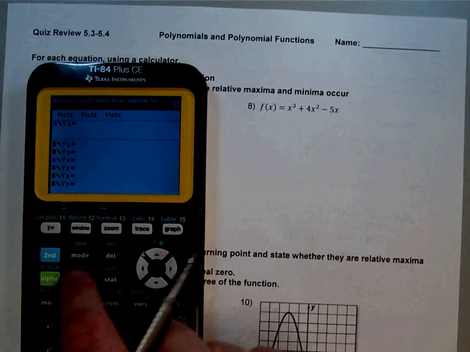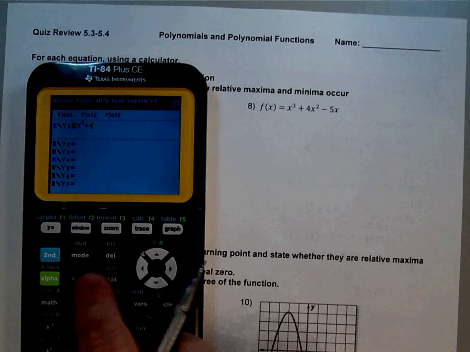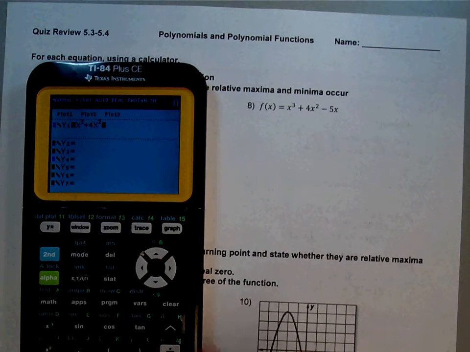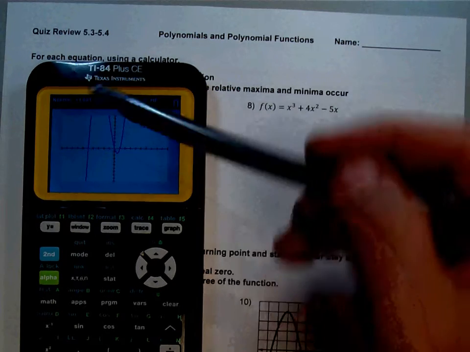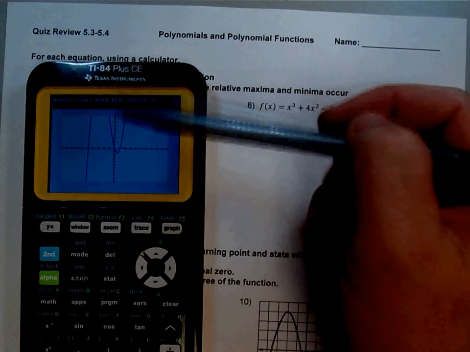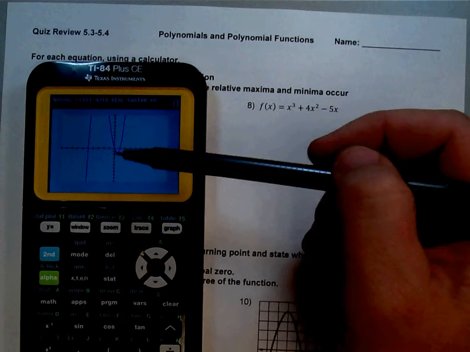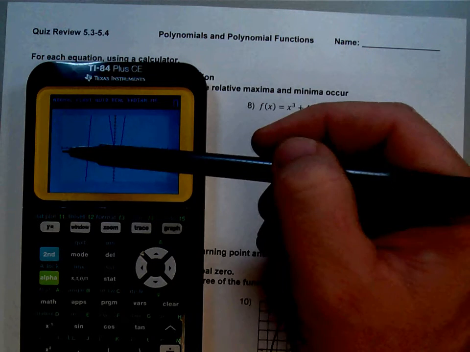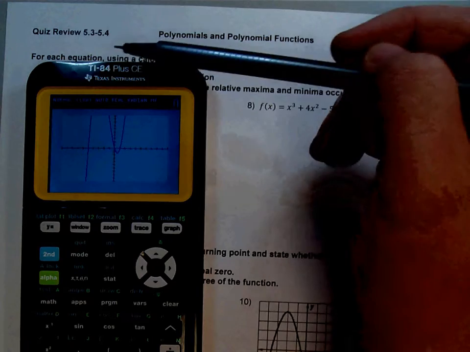Okay, so we've got x to the third plus 4x squared minus 5x. Let's graph that. I see that my graph went up higher than what I'm at. I think my graph is going to a positive 10, but I clearly need to go up higher. That's the y value. The x value, left and right, probably doesn't need to change. The y minimum doesn't even need to change. I just need to go up higher than 10.